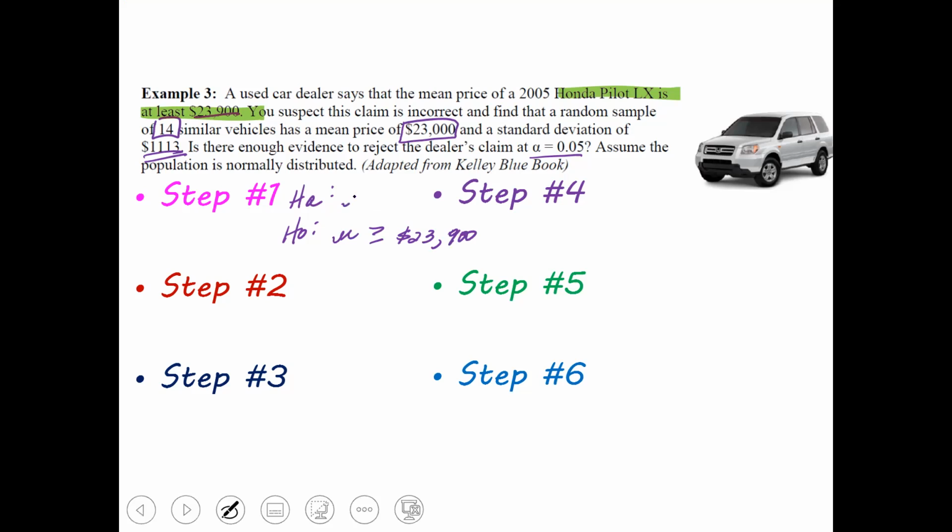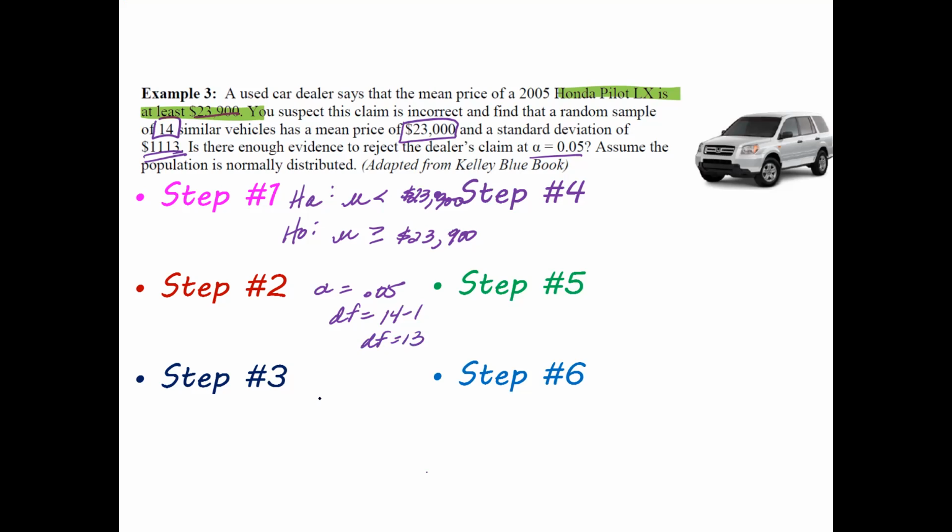Your alternative hypothesis is going to be less than 23,900. Step 2, the alpha level is at 0.05. Your degree of freedom is going to be 14 similar vehicles minus 1, which is going to give you a 13.